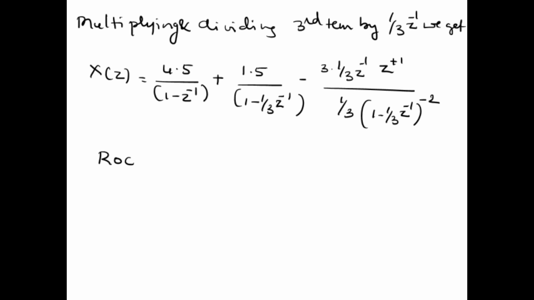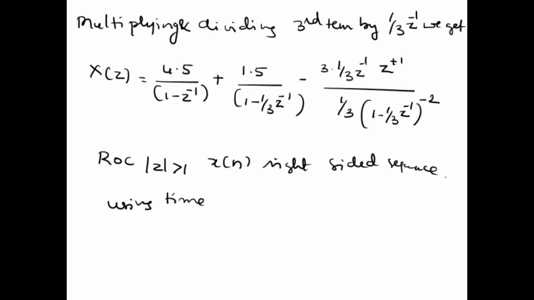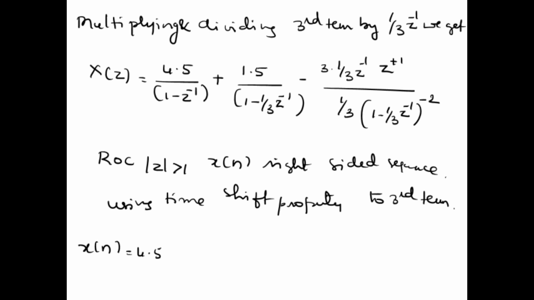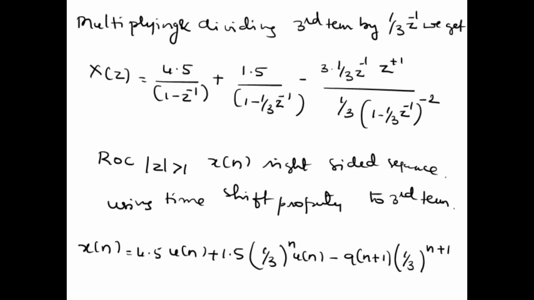Since ROC mod z is greater than 1, then x of n must be right-sided sequence. And referring the table and using time shift property to third term of above equation, we get x of n is equal to 4.5 into u of n plus 1.5 into 1 by 3 to the power n into u of n minus 9 into n plus 1 into 1 by 3 to the power n plus 1 into u of n plus 1.